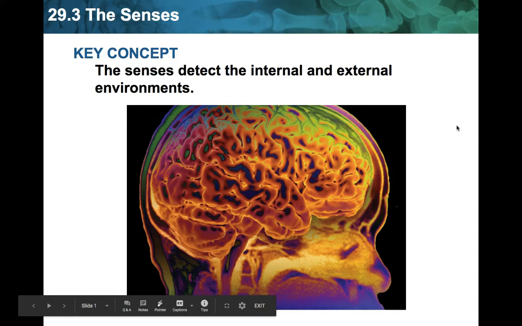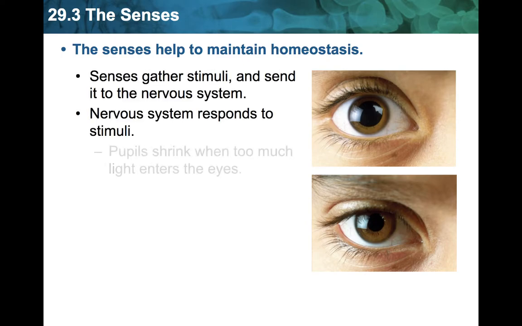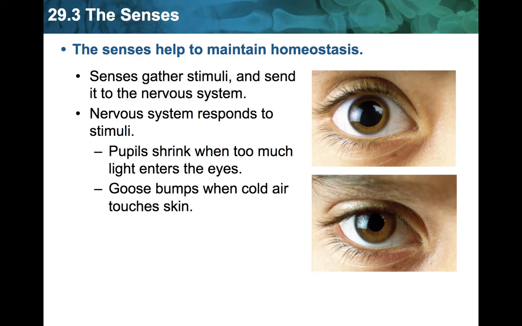All right, the senses. The senses detect the internal and external environments. The senses help to maintain homeostasis. Again, here's our word homeostasis again. Senses gather stimuli and send it to the nervous system. We learned a little bit about the nervous system the other day. The nervous system responds to stimuli.